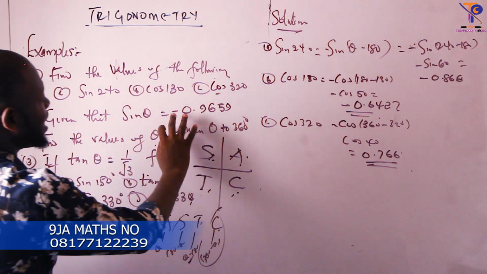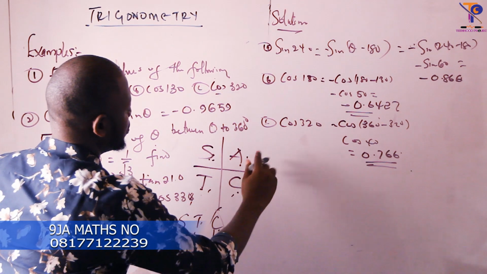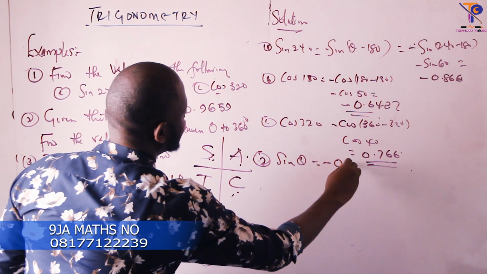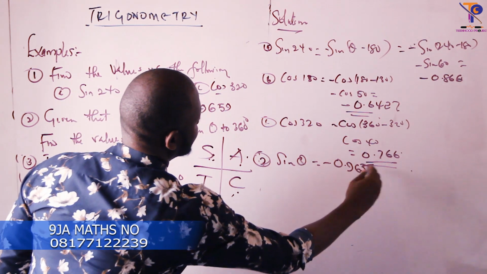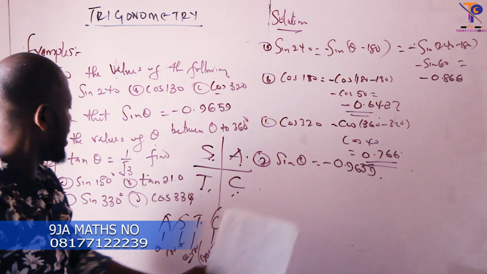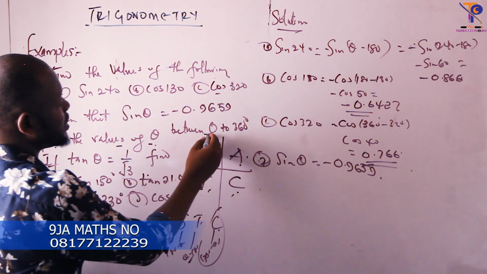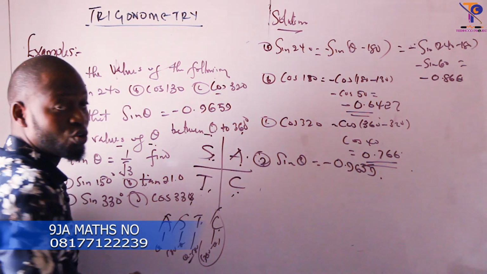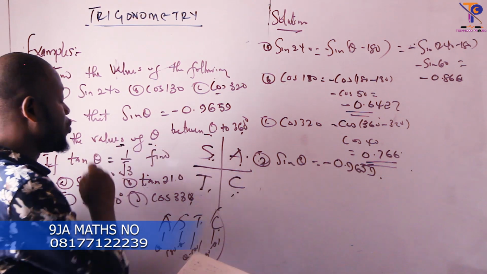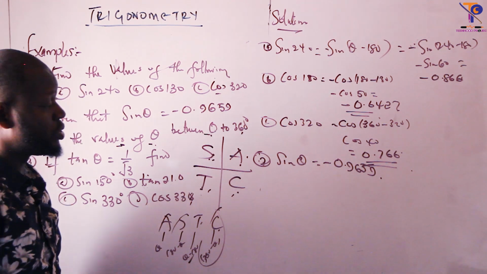Given that sine theta is equal to minus 0.9659, definitely we are looking for theta. Find the values of theta between 0 and 360. So here it looks like we are going to get more than one value of theta, but let's see how it goes.